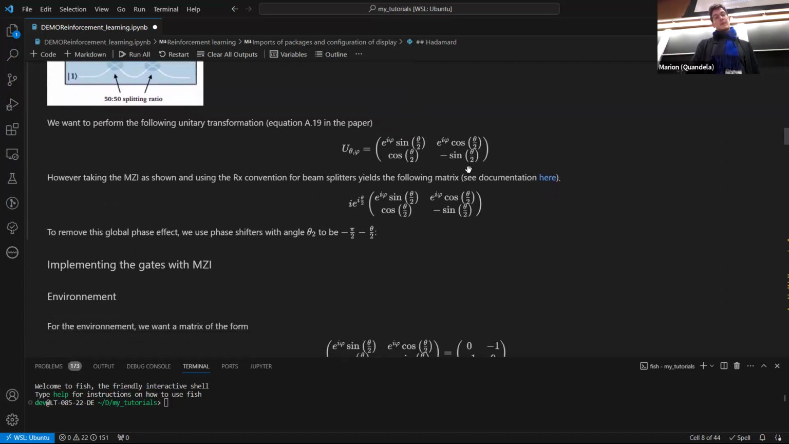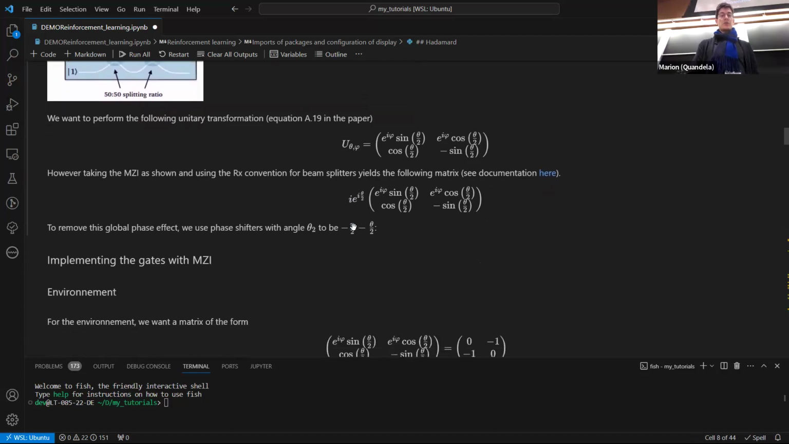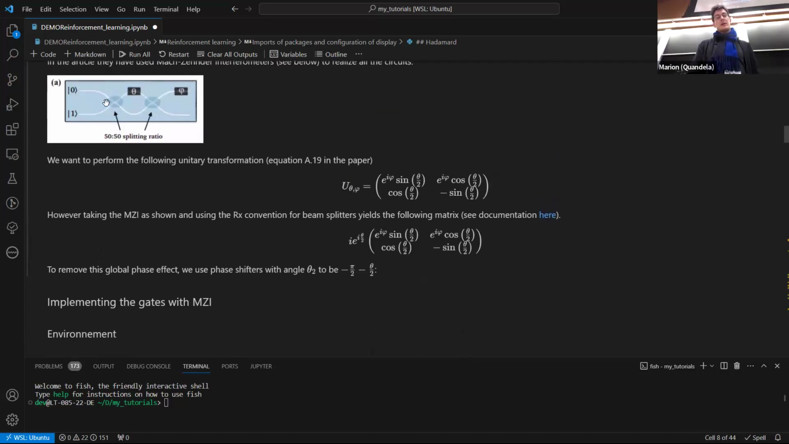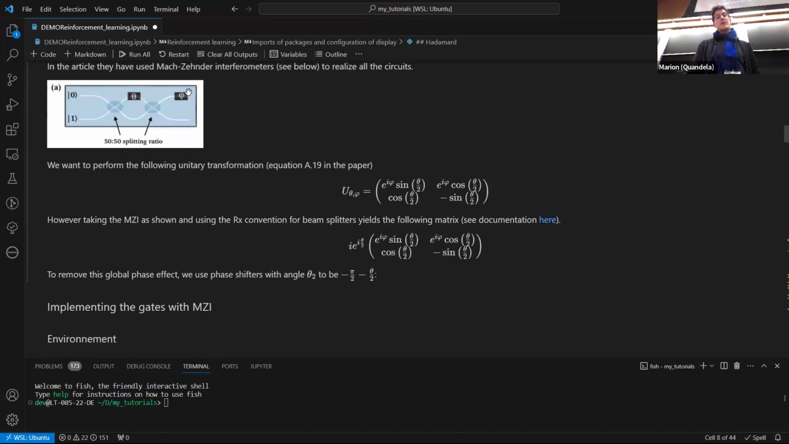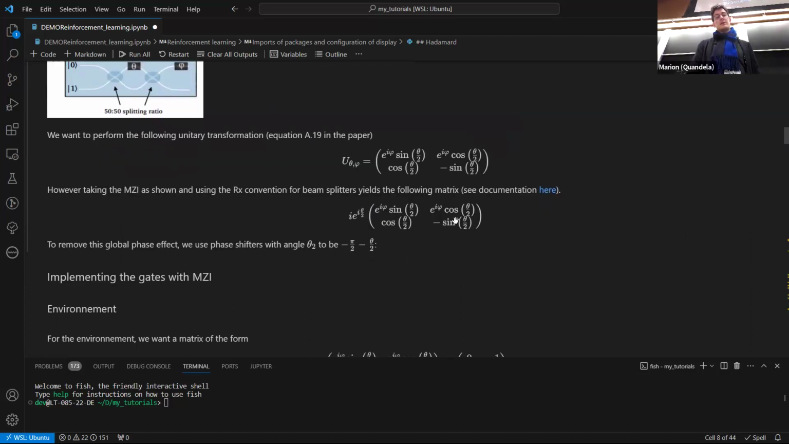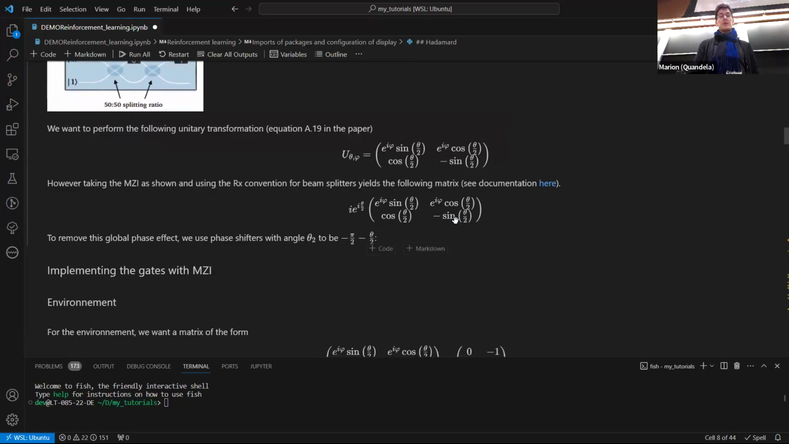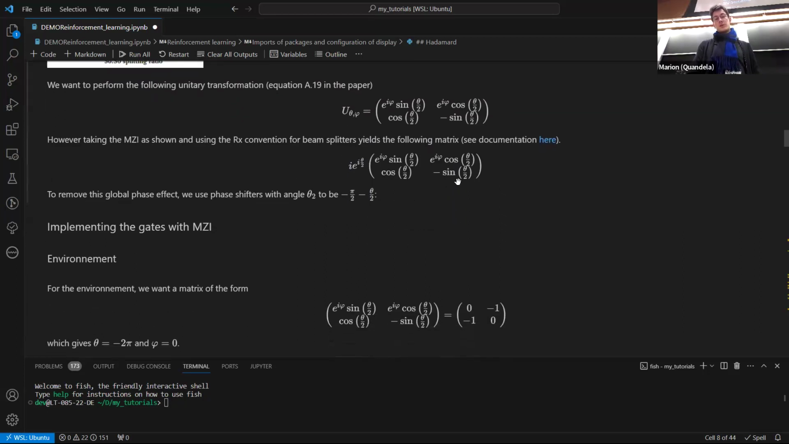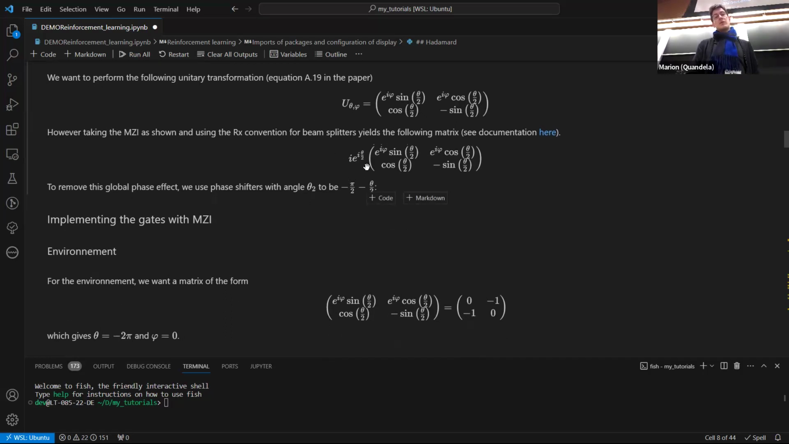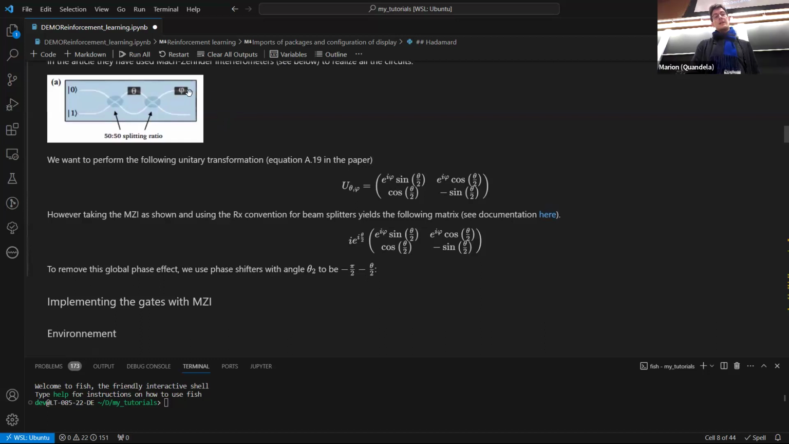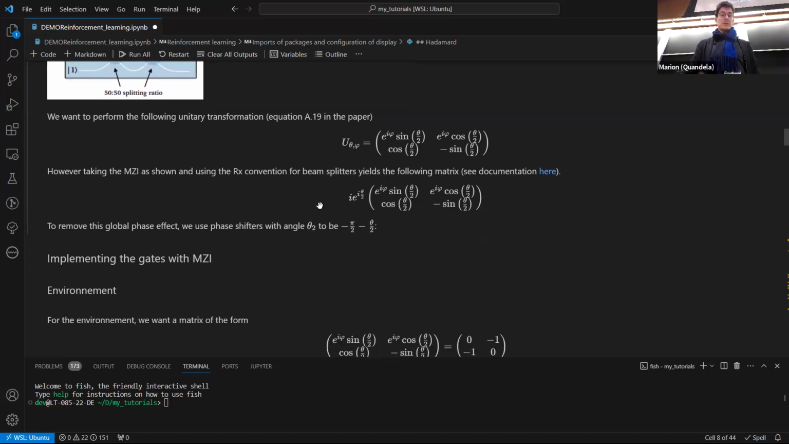So they say that the unitary obtained at the end with the Mach-Zehnder interferometer is this one. But if we stick to the Hadamard convention, what we obtain at the end, if we just apply the Hadamard gate, phase shifter, Hadamard gate, phase shifter, is this unitary, which is almost the same, but you see that you have a global phase that you have to cancel at the end. So basically what we are going to do is add two phase shifters at the end to cancel the global phase. Something we can do.